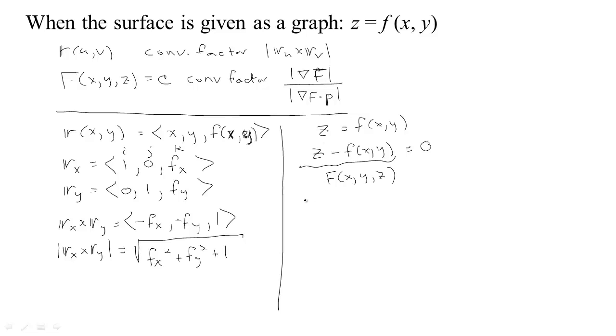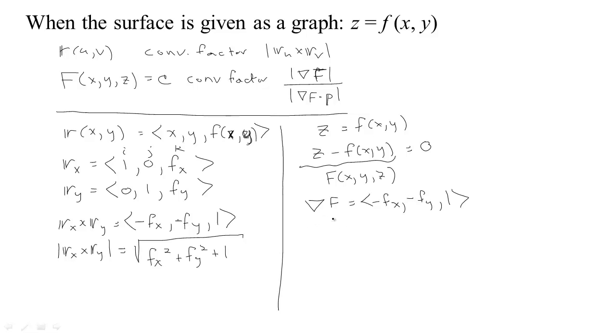Let's calculate the gradient of this function capital F. Well, to find the gradient, you take the partial with respect to x first. The partial of z with respect to x is 0. The partial of f with respect to x would just be negative f sub x. And the partial with respect to y is negative f sub y. And the partial of this with respect to z: f doesn't depend on z, so its derivative with respect to z is 0, but the derivative of z with respect to z is 1.